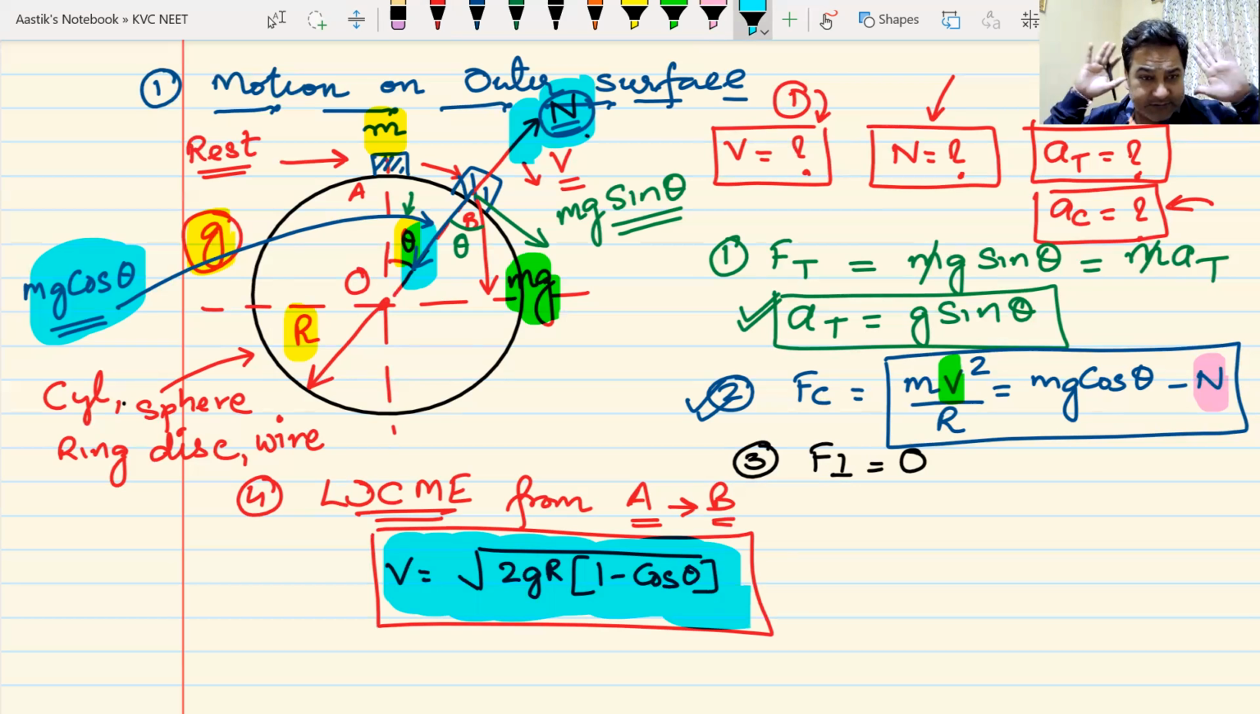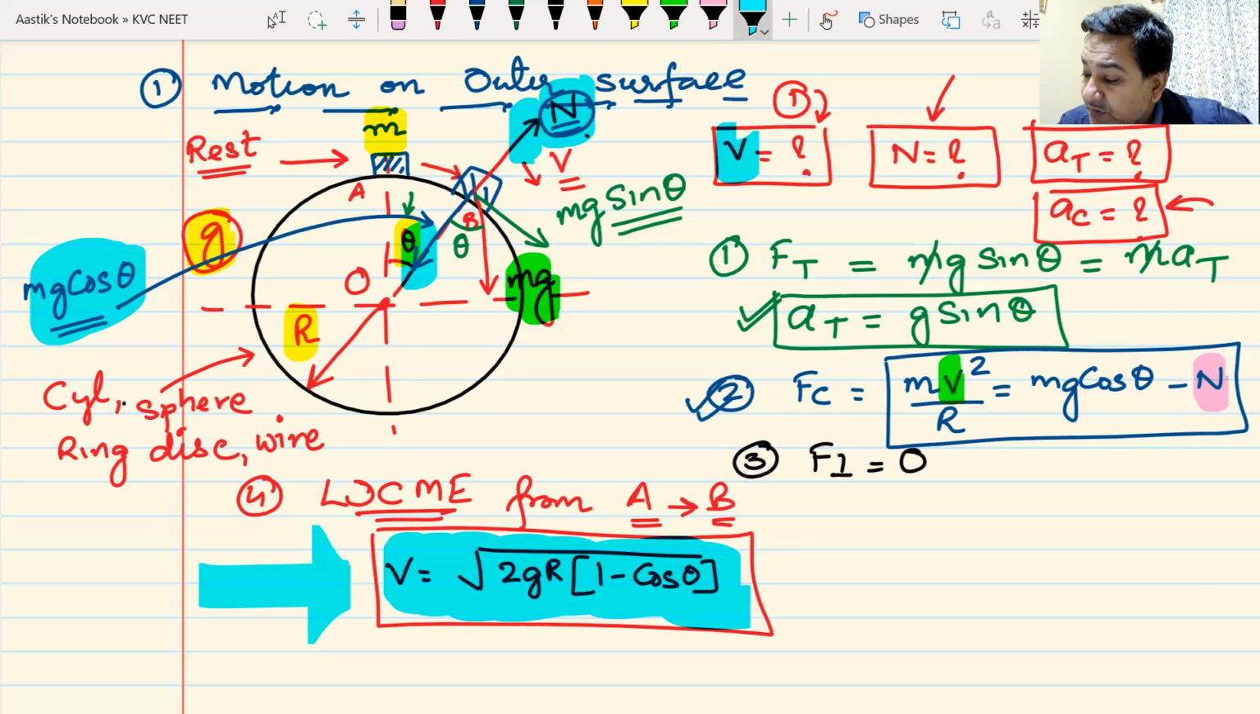Do we understand this? Yes. So this is the value of the velocity v that you had to find out. That is the most important thing that you must remember. And it does not come from equation number 1. It does not come from equation number 2. It does not come from equation number 3. It comes from equation number 4, which is the law of conservation of mechanical energy.